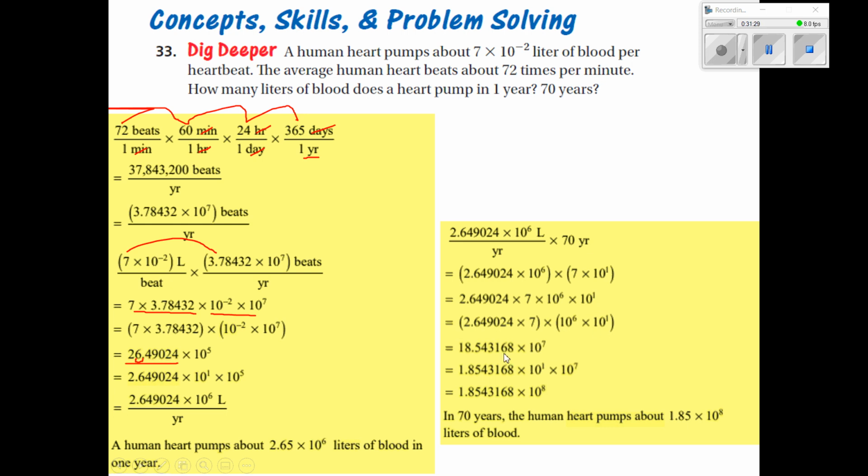Now, we realize we have to move the decimal over again because it is not in the right spot. And when we do that, that makes our exponent even bigger. So that's how they got 1.854316 times 10 to the 8th power. So in 70 years, the heart pumps about 1.85 times 10 to the 8th power liters of blood.